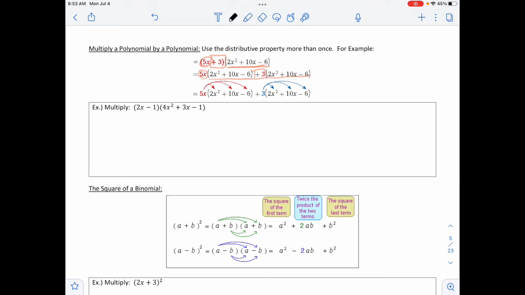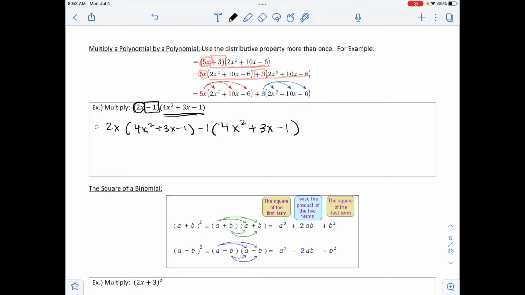The example right below says multiply 2x minus 1 times 4x squared plus 3x minus 1. So I'm going to go ahead and circle my 2x, and I have to multiply that to everything in that second parenthesis. So 4x squared plus 3x minus 1. And then I have a minus 1 here. So minus 1, and again times everything in that second parenthesis. So 4x squared plus 3x minus 1.